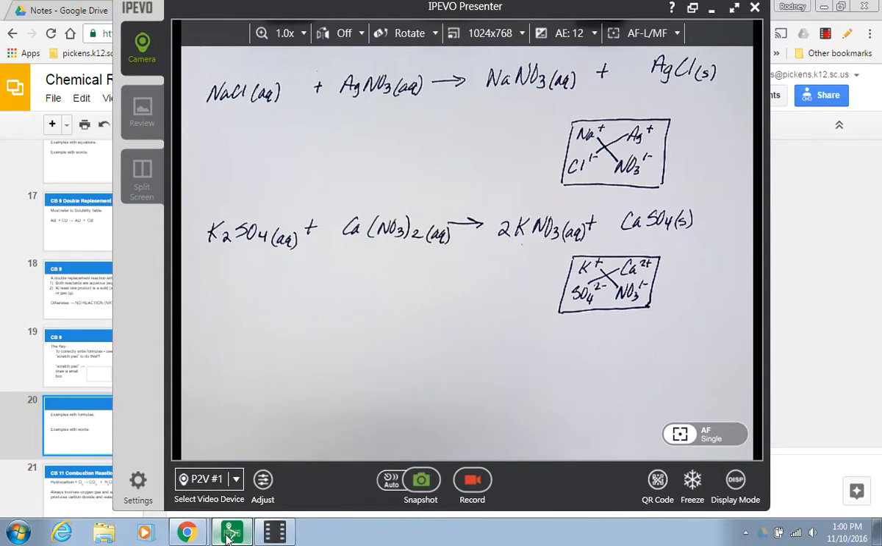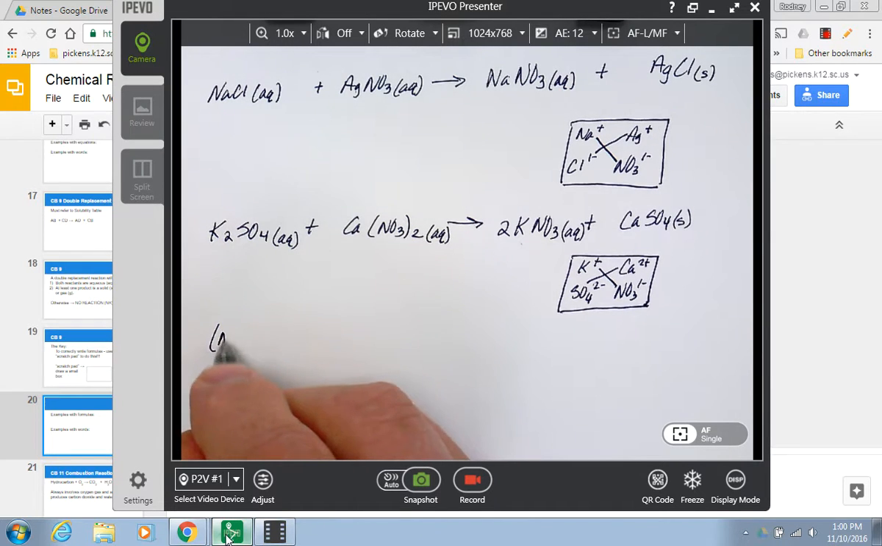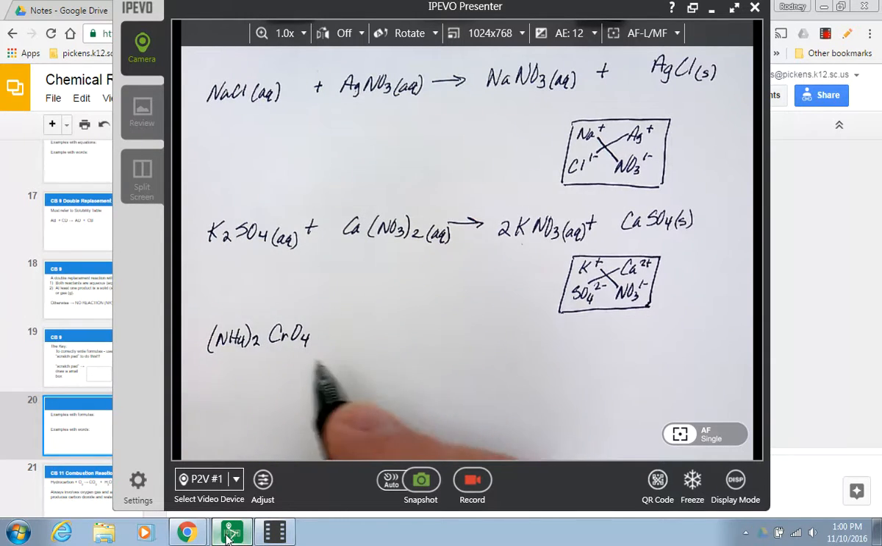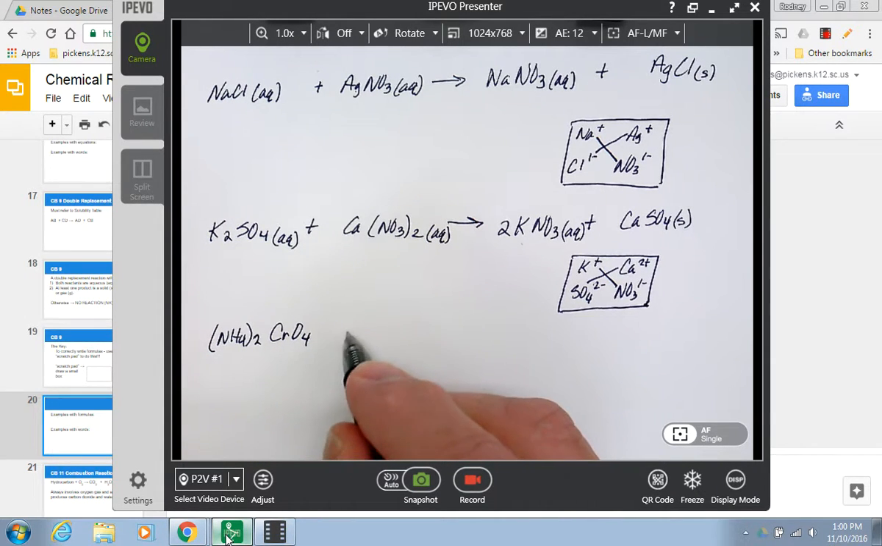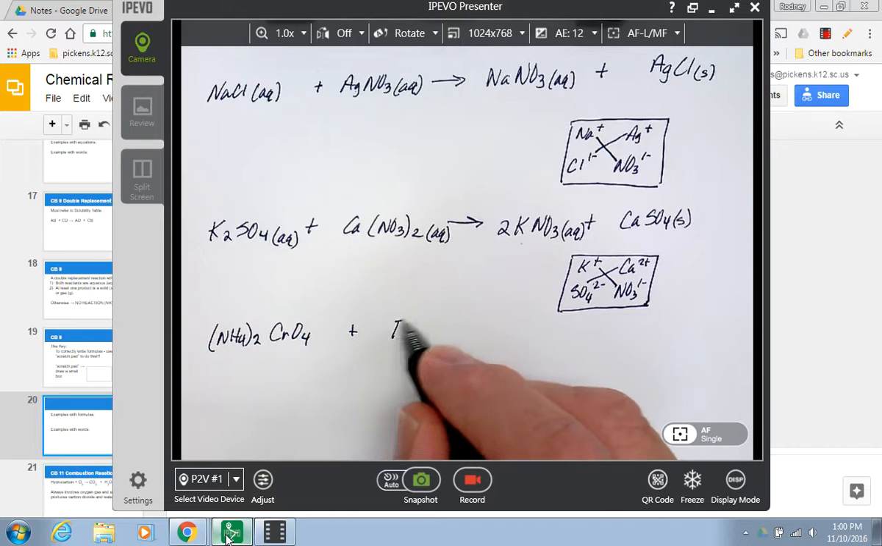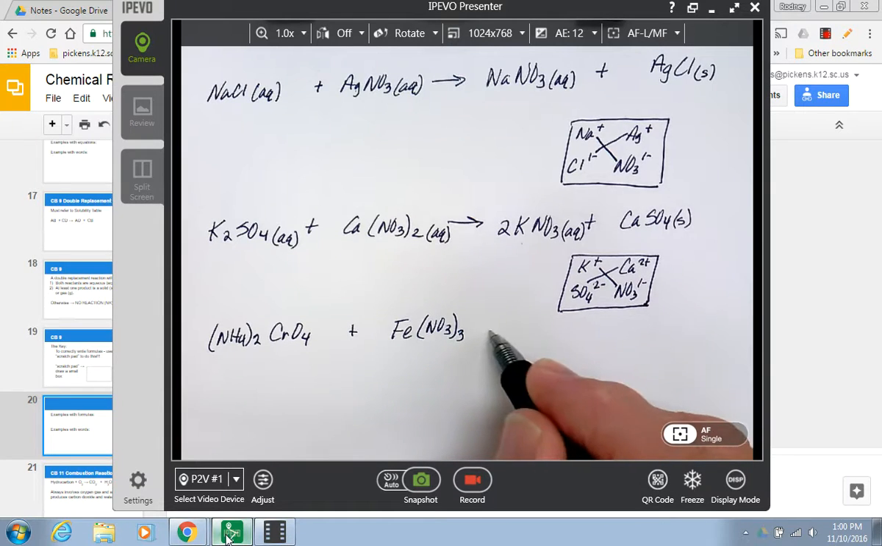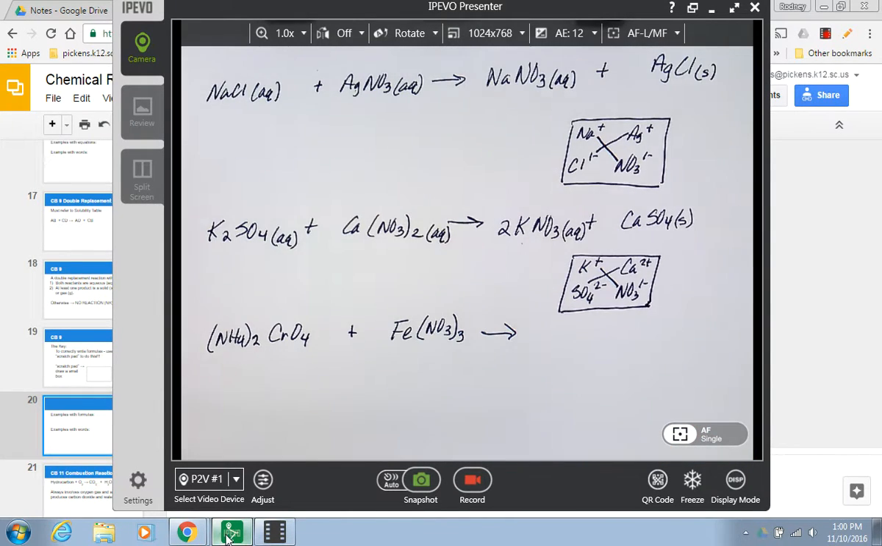All right, let's try another one. Let's try (NH4)2CrO4, so ammonium chromate, plus iron 3 nitrate. And we're going to see what this one forms here.